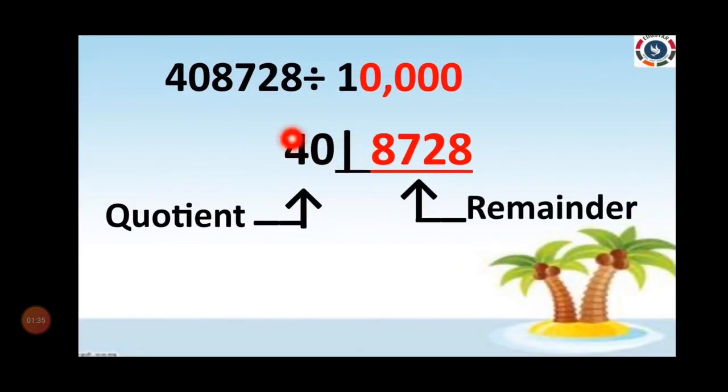Here, 4,08,728 divided by 10,000. How many zeros are we having here? 4 zeros. Like that, you take the last 4 digits and make them the remainder, and the remaining digits are the quotient. The quotient is equal to 40 and the remainder is equal to 8,728.